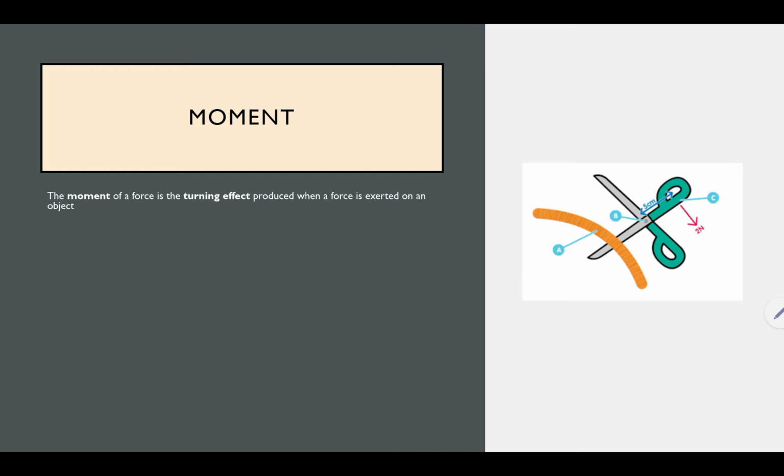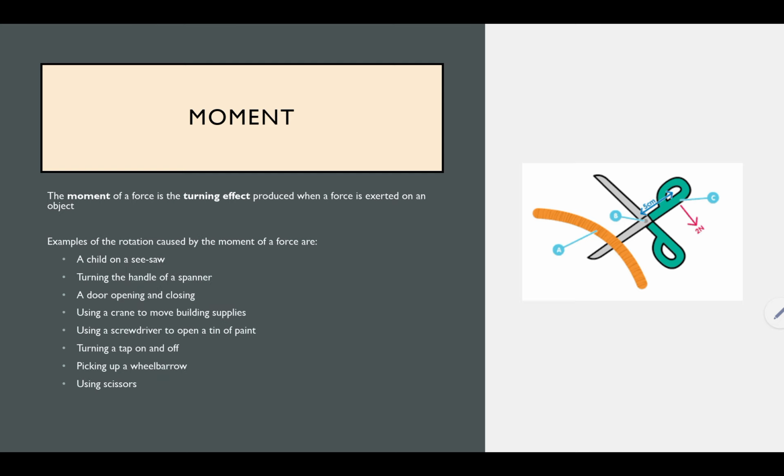The moment of a force is the turning effect produced when a force is exerted on an object. Example, if a child is on a seesaw, if I'm turning the handle of a spanner, a door opening and closing. As you can see, all these examples have a relationship of going in a turning effect, not up, down, or left, right. Even the seesaw, because I had some of my students comment on that.